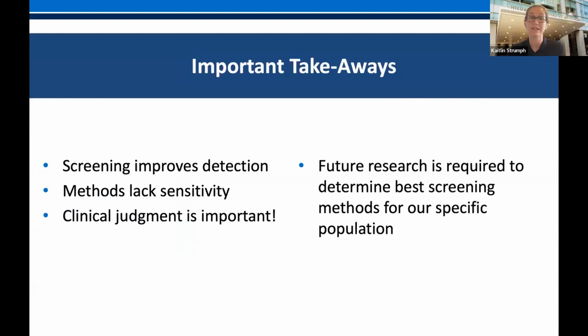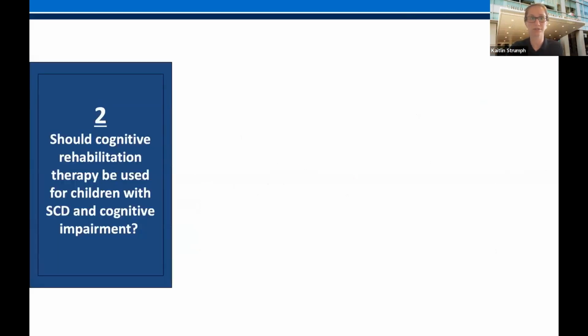All right, so some important takeaways from this. Screening does improve detection. However, these methods really lack sensitivity, and I think clinical judgment is really important here. And I think in the end, future research is really required to determine the best ways to screen the patients in our specific populations of kids with sickle cell.